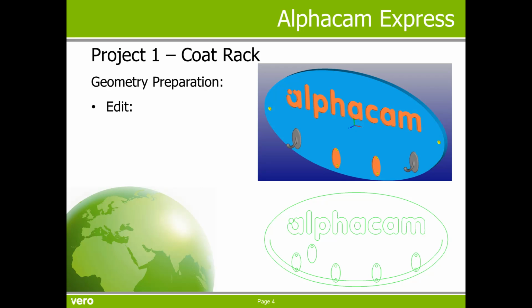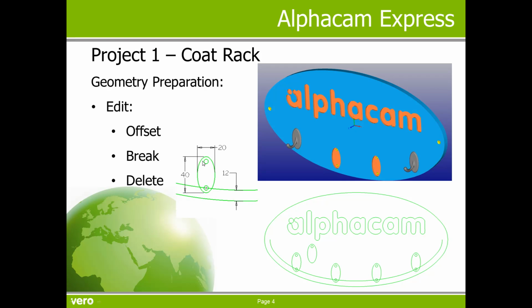Next we'll look at creating these little ellipses and spacing them around the bottom of our plaque, and for that we'll use the offset. We'll offset from this external geometry by 12. We'll break that and we'll delete the top half of it, and then we use a command called equispaced holes, and then produce a little ellipse and a circle, and then we move and copy them around the plaque.